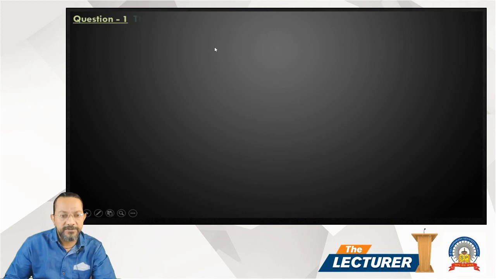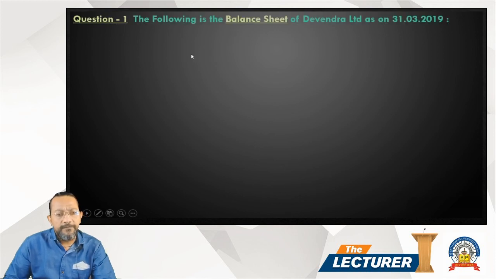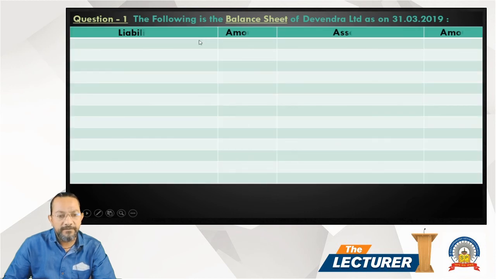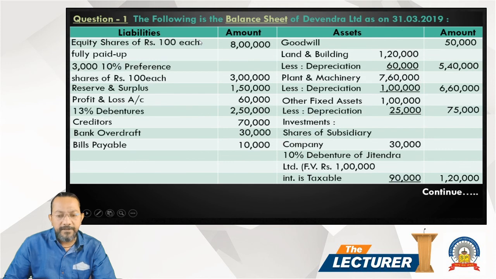Question number 1. The following is the balance sheet of Devendra Limited as on 31st March 2019. Liabilities and assets. Continue the information, just see whatever is given. Equity share of 100 each, fully paid up, 8 lakh. So we have an equity share capital of 8 lakh.